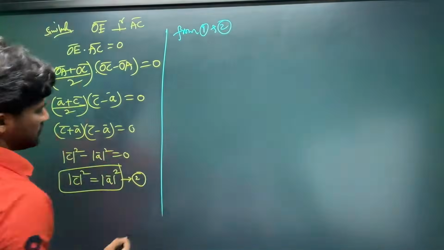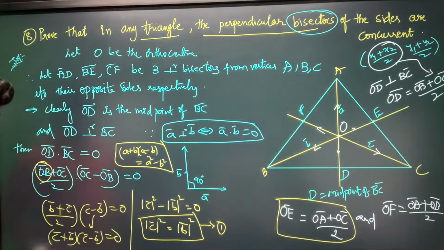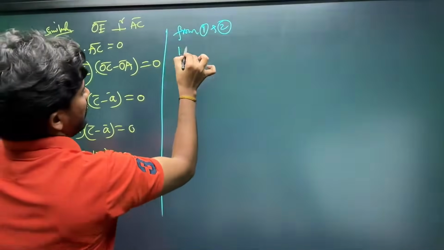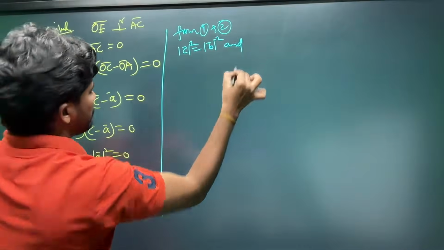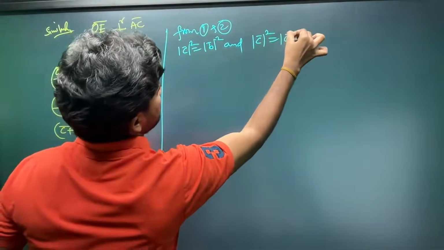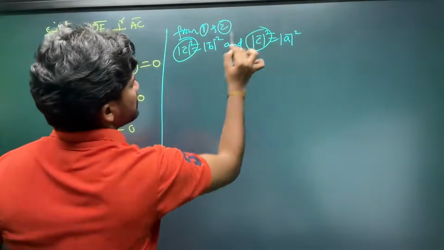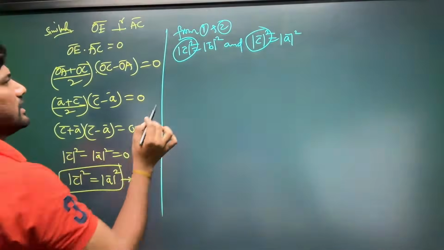So from 1 and 2, see once observe what is equation number 1, mod C square equal to mod B square. Okay, so we have mod C square is equal to mod B square, and from equation number 2 mod C square is equal to mod A square. See, LHS is same. Okay, from both the equations LHS is same. Then we can equate the RHS values.